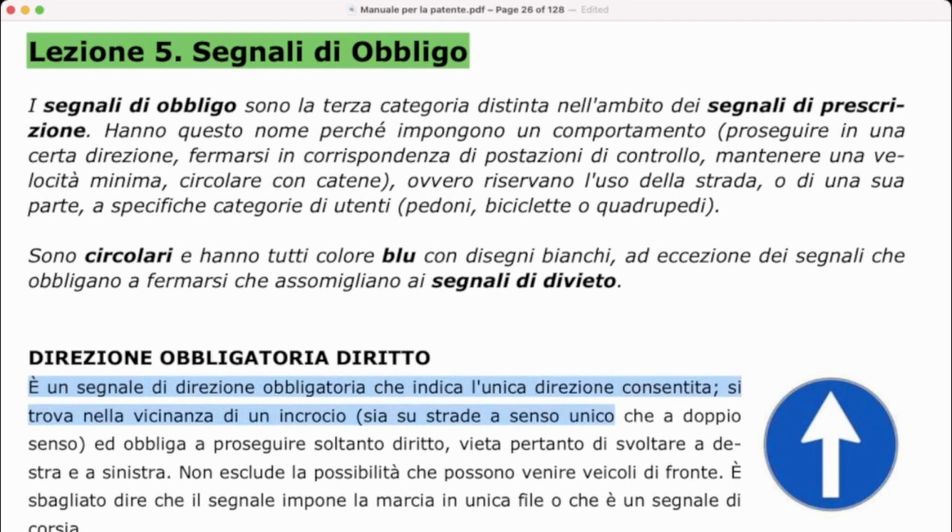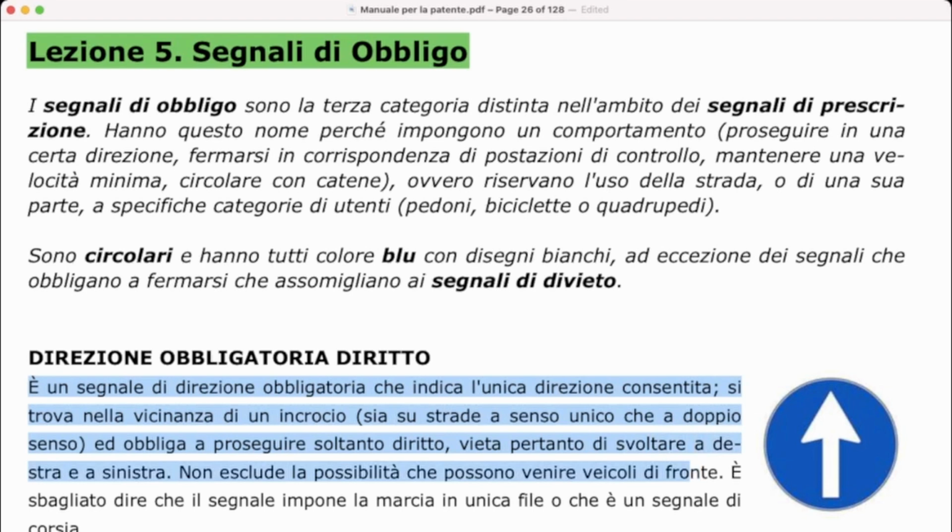È un segnale di direzione obbligatoria che indica l'unica direzione consentita. Si trova nella vicinanza di un incrocio, sia su strada a senso unico che a doppio senso di circolazione, ed è obbligatorio svoltare soltanto diritto. Vieta pertanto di svoltare a destra e a sinistra.